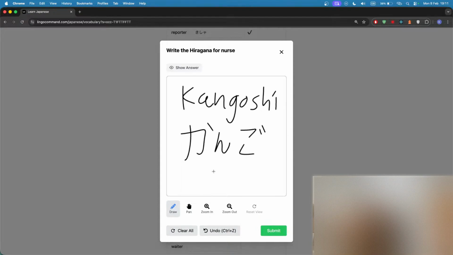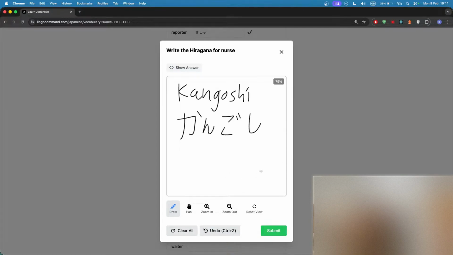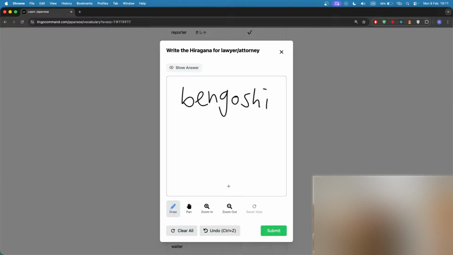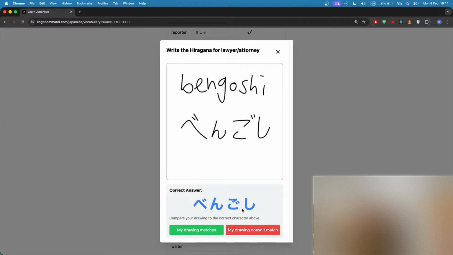This is kangoshi. Go, so we need dakuten, right? K goes to G. Kangoshi. This one's kind of similar. It's bengoshi. So this is he. We apply dakuten to make it be. This is n. Let's write that more neatly. This is ko, so we use this to make it go. And then this is shi, bengoshi.